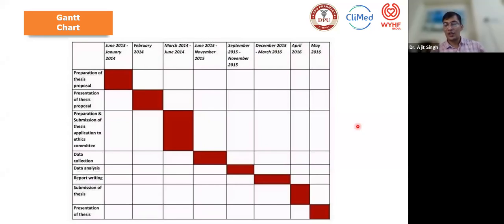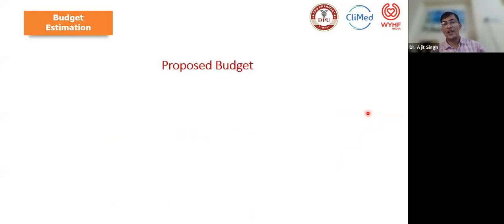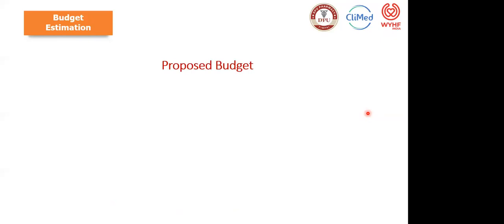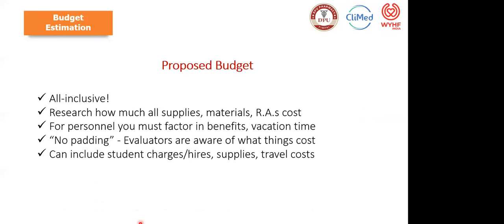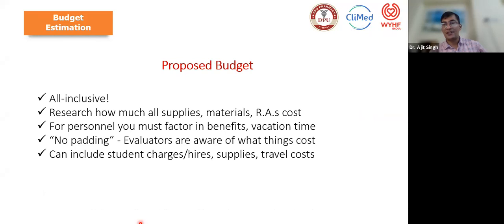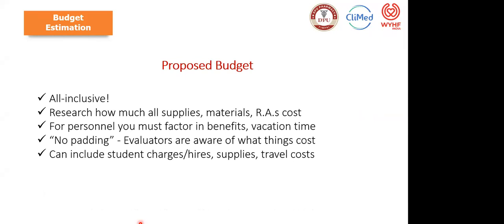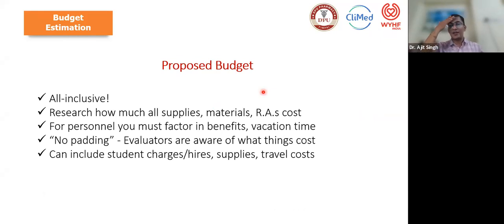Okay, so I'll not take much time. I think it's over. So the last thing is budget estimation. It's very important. When you are proposing a budget, you have to keep in mind a few things. All inclusive. Guys, remember, focus here, this last 5-10 minutes. Proposed budget, all inclusive.